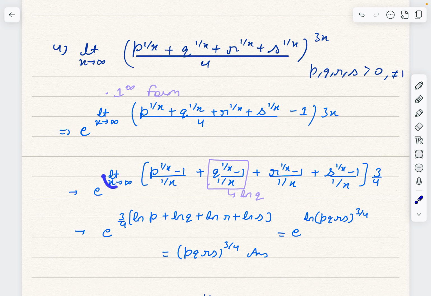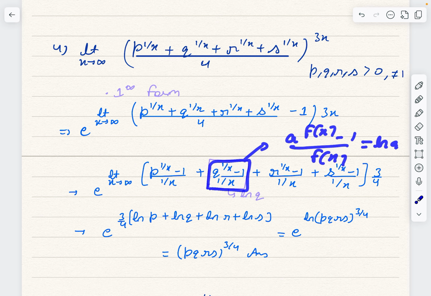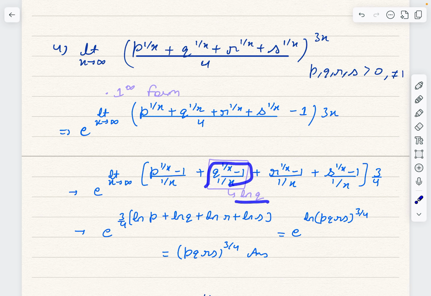So now when x tends to infinity, 1 by x will tend to 0. So like you see here, you get q power 1 by x minus 1 divided by 1 by x. We can use that thing, a power f(x) minus 1 by f(x), when f(x) tends to 0 will be nothing but ln a. So same thing here, this will just be ln q, this will be ln p, ln r, ln s. So 3 by 4 (ln p plus ln q plus ln r plus ln s).